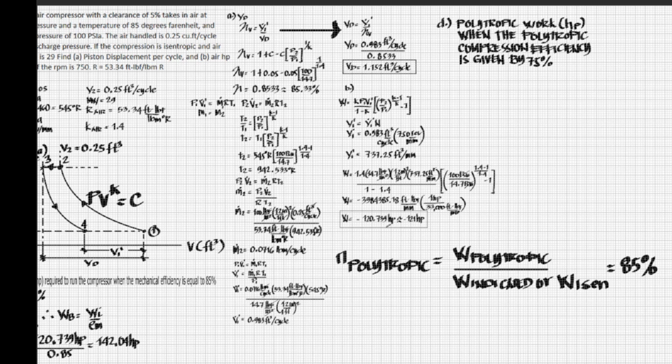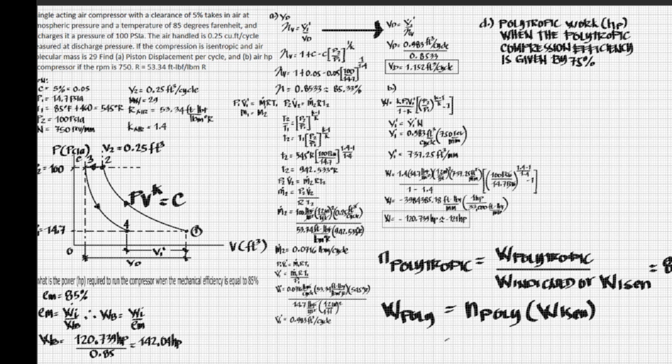We already have our value of work isentropic, which is 120.739 horsepower, so we may be able to compute the work polytropic. Rewriting my equation to get the work polytropic, the work polytropic will be equal to the polytropic efficiency multiplied by the work isentropic.